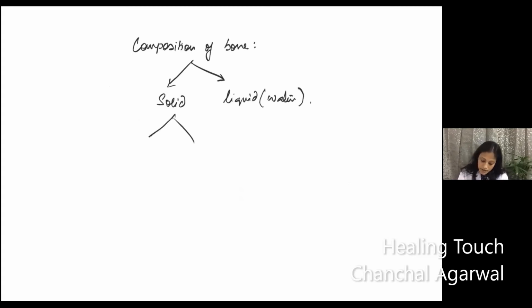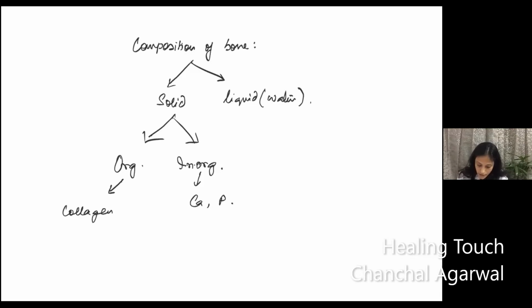Under the solid part, very commonly you will see one is organic and the other is inorganic. Organic means where carbon is present. When carbon is present, we call it organic. And if carbon is absent and different salts are there, then we call it inorganic. For example, inorganic examples are calcium and phosphorus. These are inorganic salts. And organic means collagen, because 95% collagen is present as the organic part of the bone.